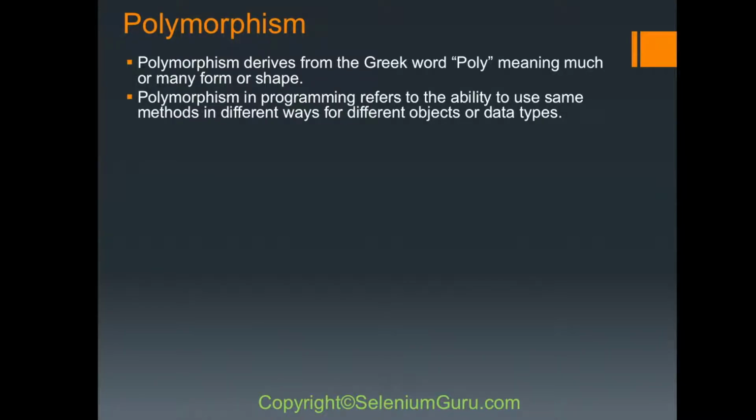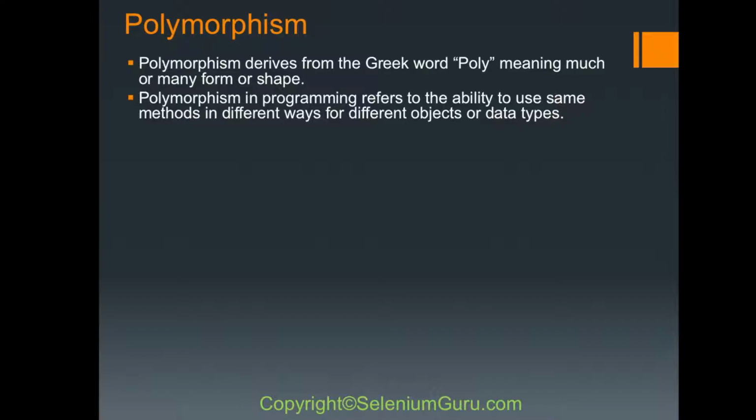Polymorphism in programming refers to the ability to use the same methods in different ways for different objects or different types. However, in programming, it takes the concept of poly, meaning you can use the same methods in different ways.